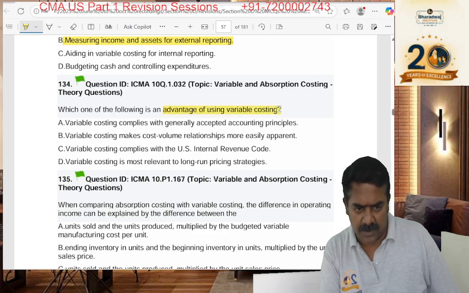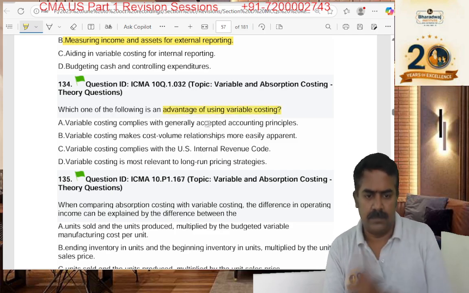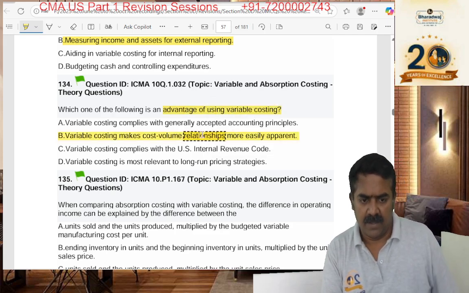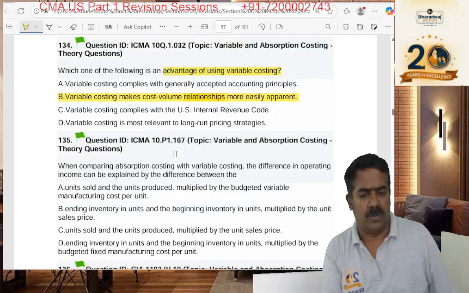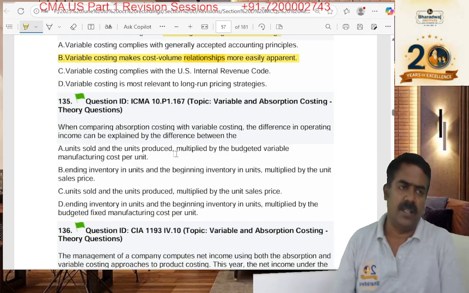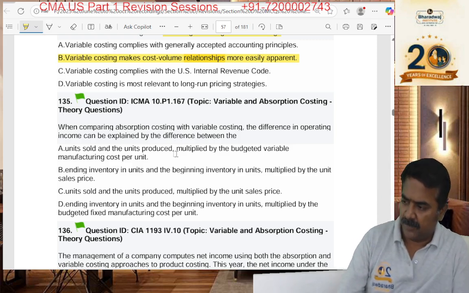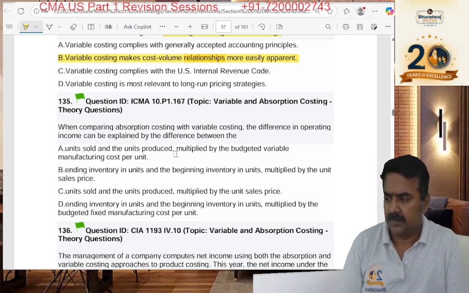What is the advantage of using variable cost? Yes. Break-even point can be easily worked out. That is 130. 135 next.